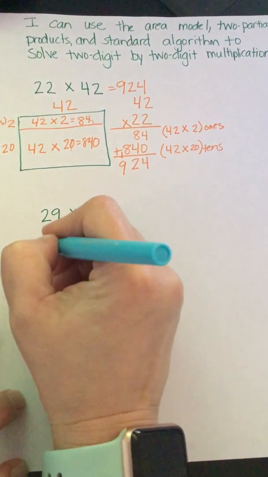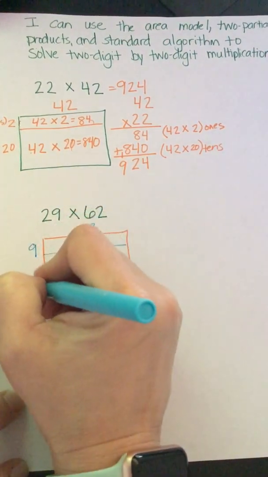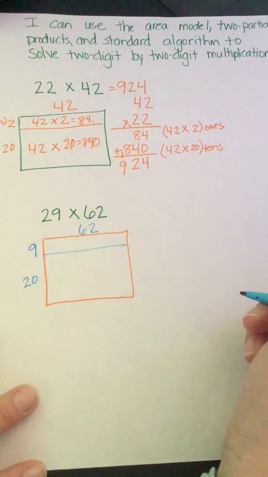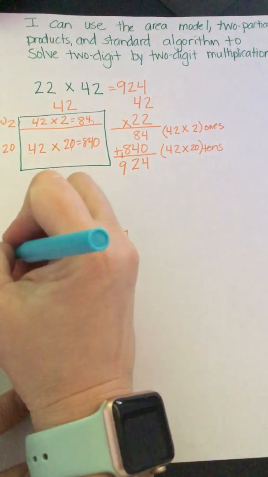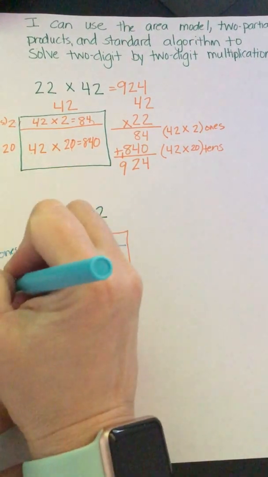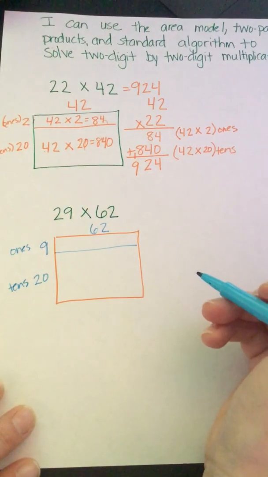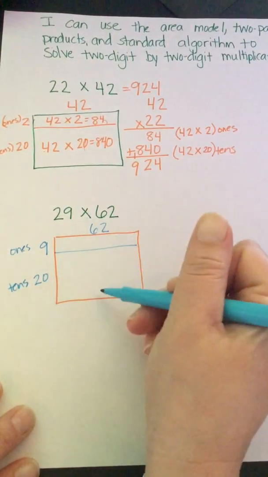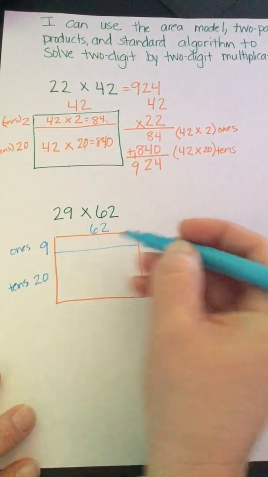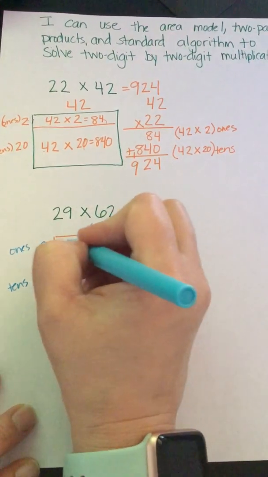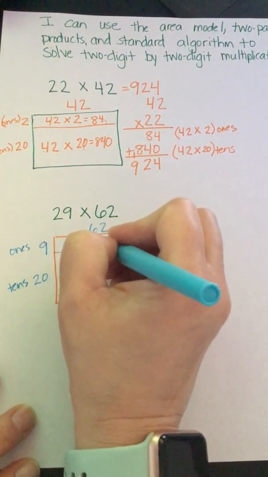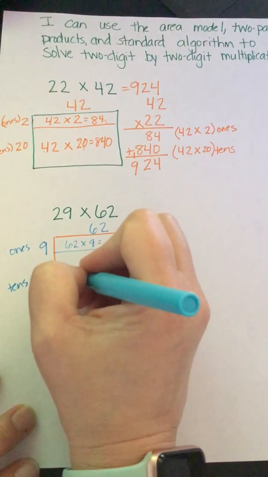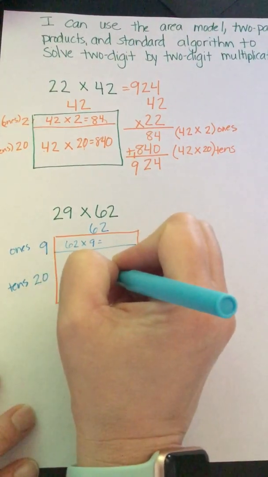So how many ones? 9. How many tens? 20. That's super easy. So this is my ones. This is my tens. I love this. It just breaks it down and helps us. So now I'm going to do my ones, 62 times 9. And then this one is going to be 62 times 20.